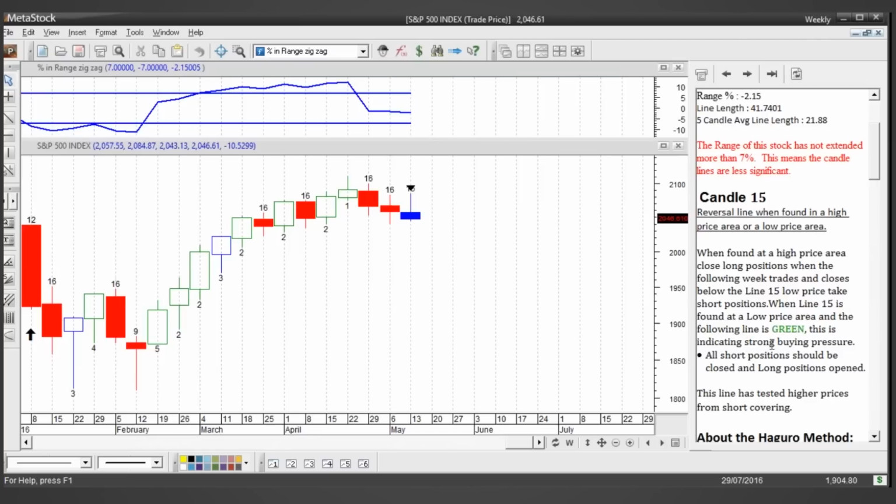When line 15 is found in a low price area and the following line is green, this is indicating strong buying pressure, so the shorts are wrong and you should be out of there. Essentially, that's what it's saying. Now, it's not financial advice, but it is something to be proven.